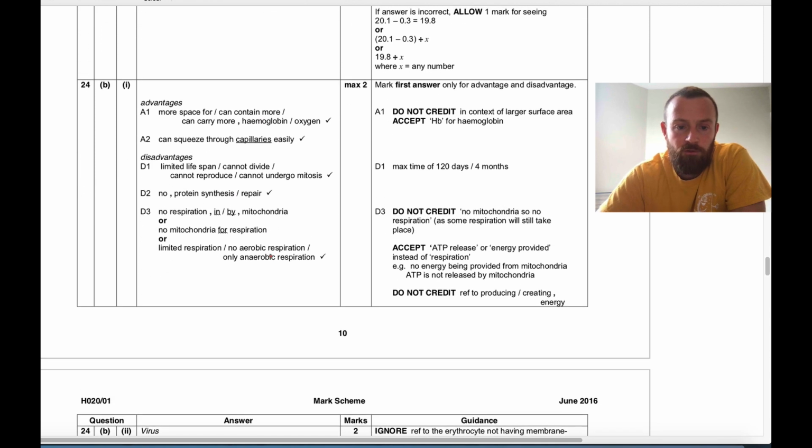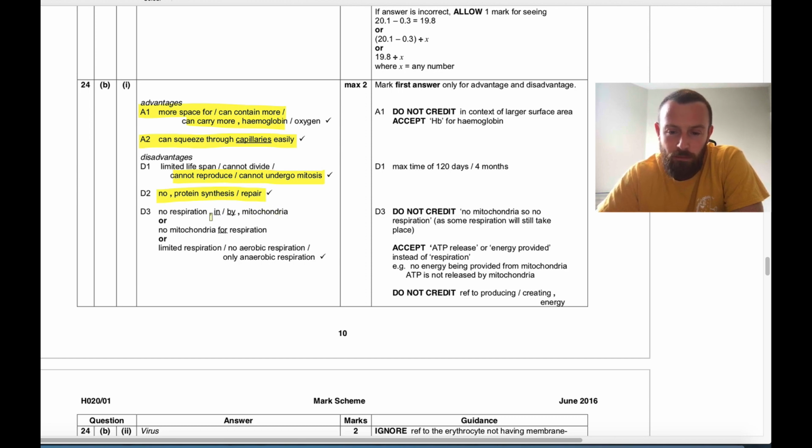So here we are, advantages, the one that I said, more space for more hemoglobin. This is another good point, which I hadn't thought of. Can squeeze through capillaries more easily. Disadvantages: limited lifespan, cannot divide, cannot reproduce, or cannot undergo mitosis. Also, no protein synthesis or repair. Yeah, this is also true. There's no respiration in mitochondria.